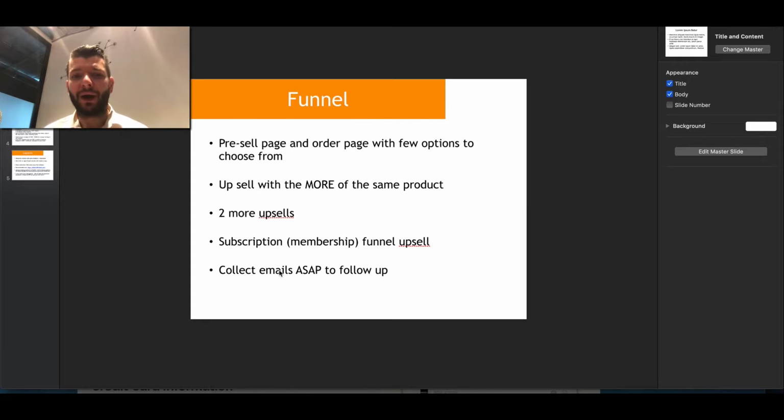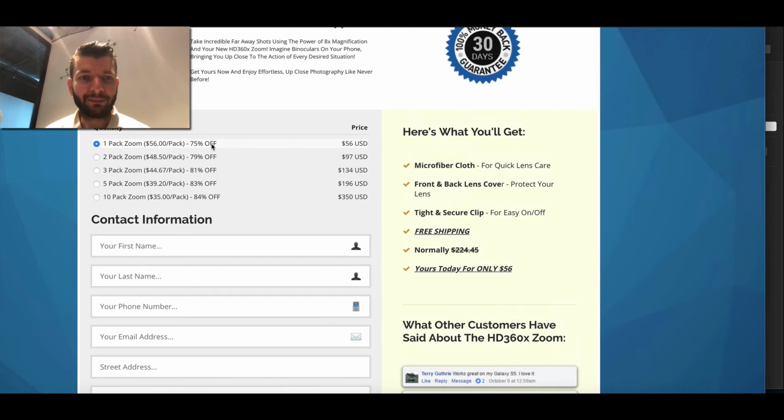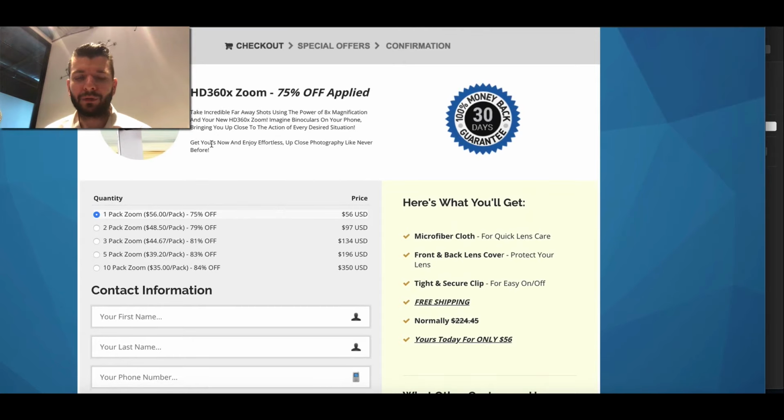So you can have upsells for more of the same product. Let's say here you're selling this for $56, then as an upsell you can even offer it for $20, right? Just get 2 of these lenses for your phone for only $40, and that is a very good offer compared with the first price. So you can get your average order value to $100 easily with this product, because the margins and perceived value are there.